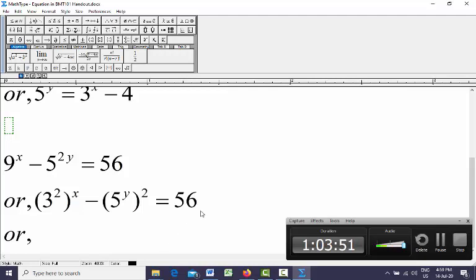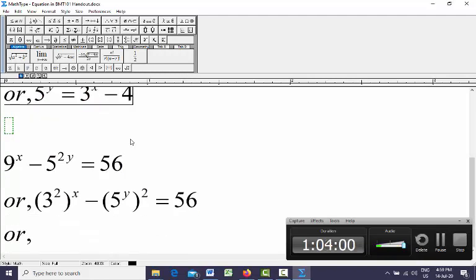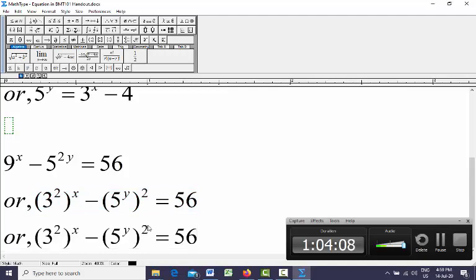Now, as we can see, 5 to the power y is equal to 3 to the power x minus 4. So what we will do is, 5 to the power y can be written as 3 to the power x minus 4. It can be written like that.